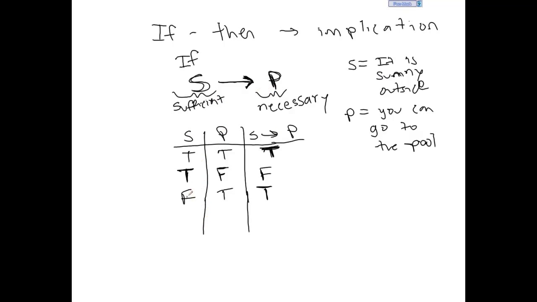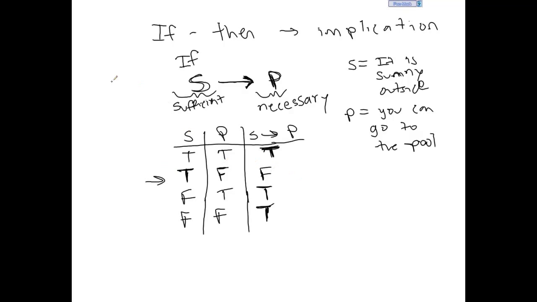In this case, it wasn't sunny, and they're like, yeah, go to the pool anyway. Well, they were still truthful. They still met the demands of an if-then statement. So even if it isn't sunny and you don't get to go to the pool, they were still being honest. The only time when the implication is false is if the if happens, but the then doesn't.